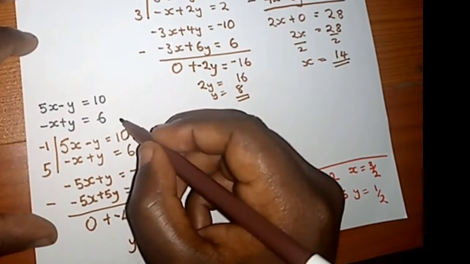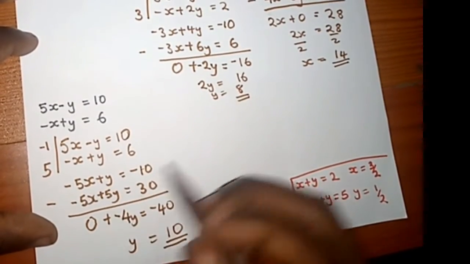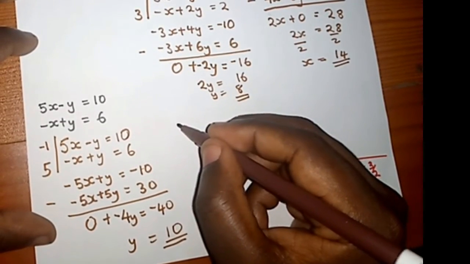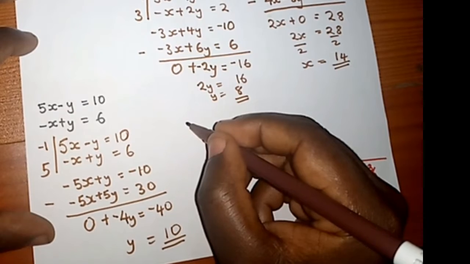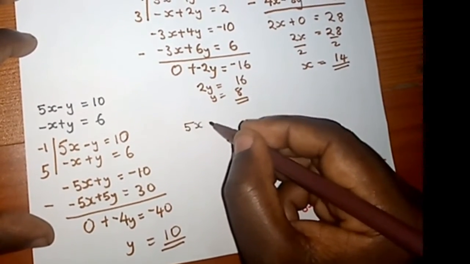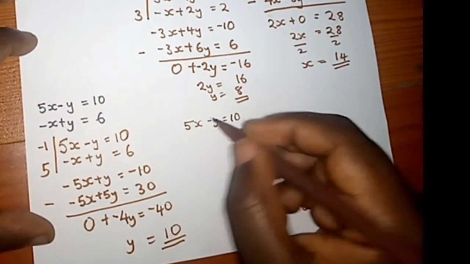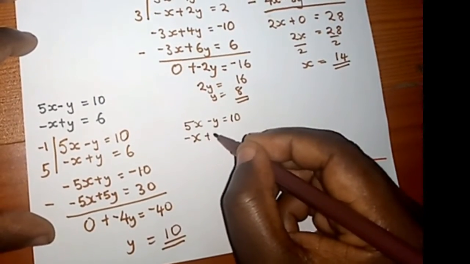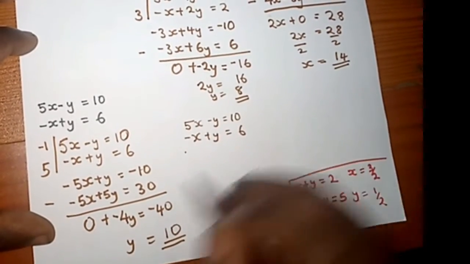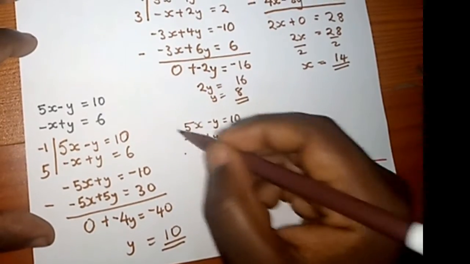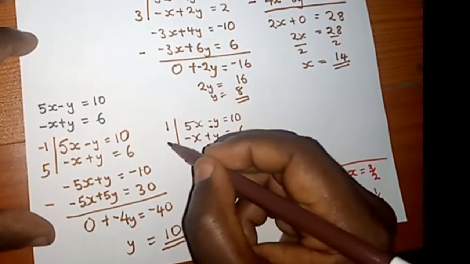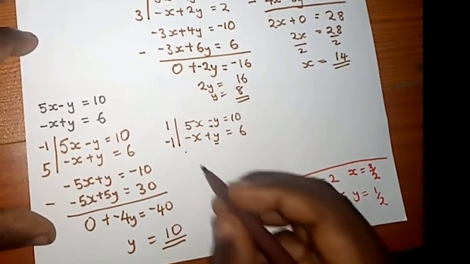So here we are trying to eliminate the x. So if you try to eliminate the y also, this becomes 5x minus y equals to 10, then minus x plus y equals to 6. This time we are eliminating the y. I get the coefficient of this y value. The coefficient is positive 1, I write it here. The coefficient of this y value is negative 1, I write negative 1 there.